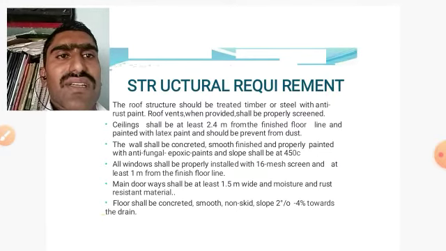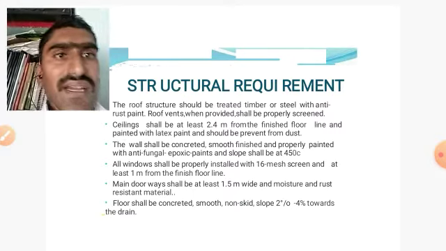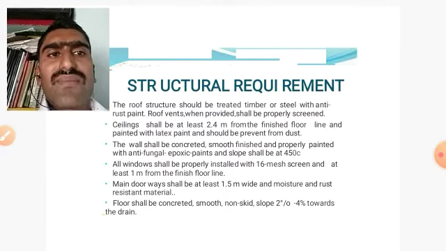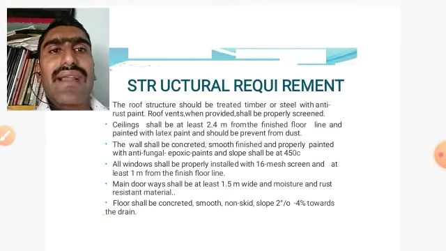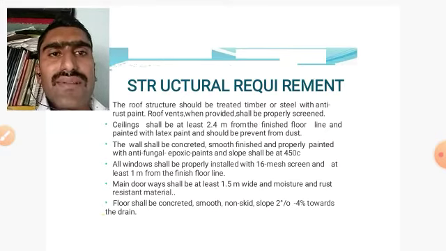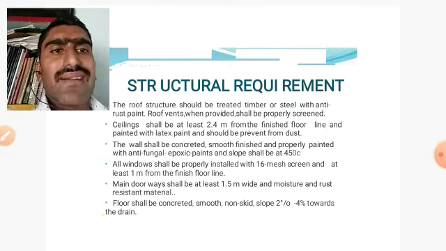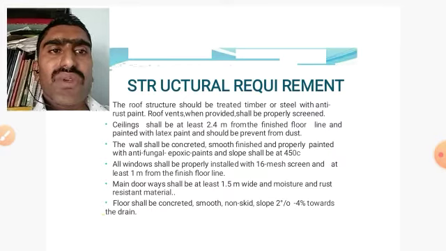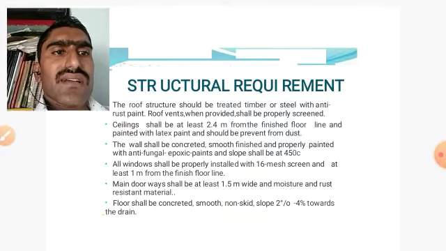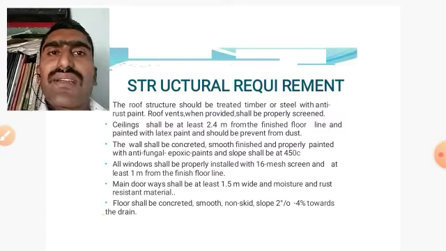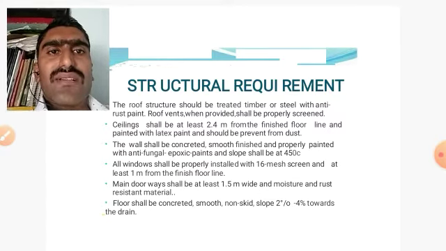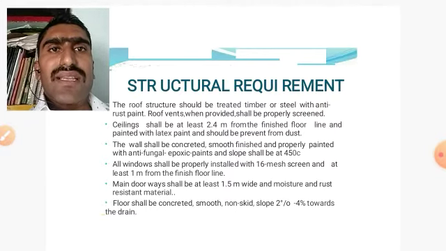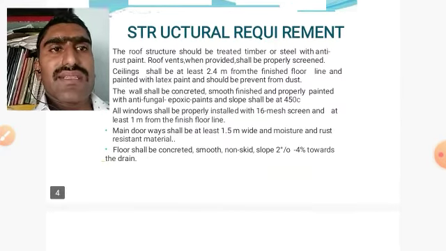The wall shall be concreted, smooth finished, and properly painted with antifungal epoxy paints. All windows shall be properly installed with 16 mesh screen and at least 1 meter from the finished floor line. Main doorways shall be at least 1.5 meters wide and made of moisture and rust resistant material. The floor shall be concreted, smooth, non-skid, with a 2 degree, 4% slope towards the drainage. Proper slope should be there so that excess water drains properly and goes outside. These are the structural requirements.